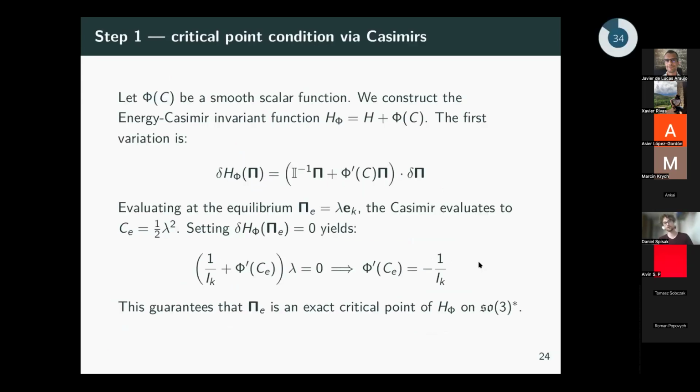Okay, so step 1. We construct the Casimir invariant function like this. We calculate the first variation and evaluate at the equilibrium. The Casimir evaluates to this, where lambda is a constant. We now require that it vanishes, and what we yield is the condition for phi. The first derivative of phi is given by this expression for every axis, and this guarantees that the equilibrium is an exact critical point of the augmented Hamiltonian on the dual to so(3).